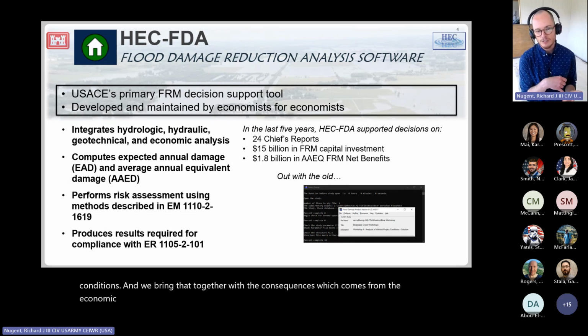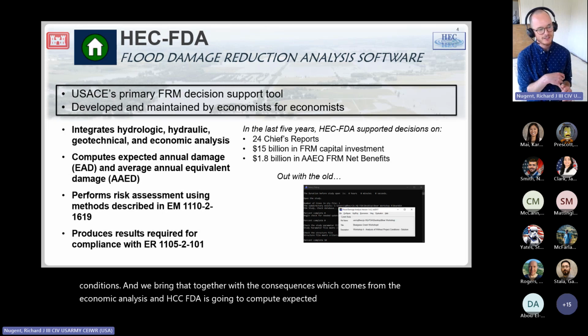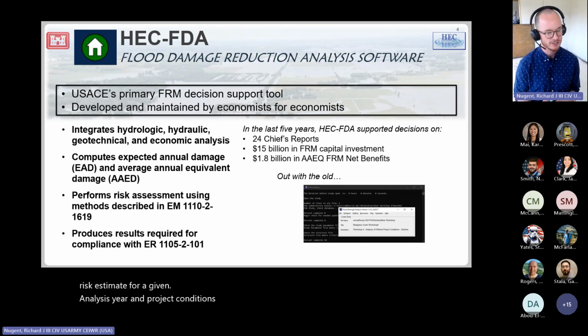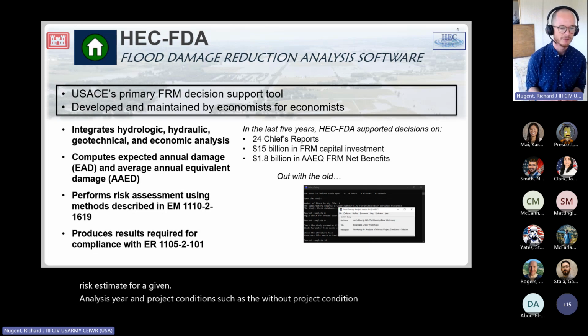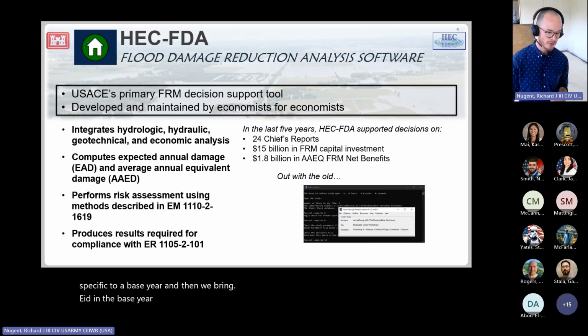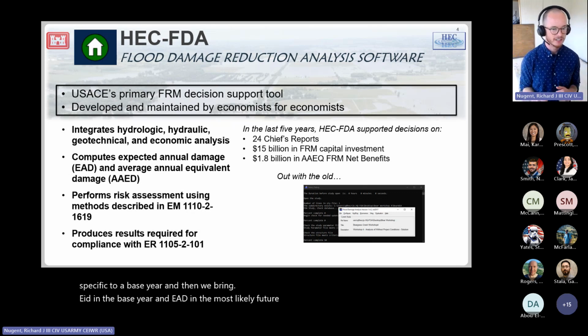And HEC-FDA is going to compute expected annual damage, which is our risk estimate for a given analysis year and project conditions, such as the without project condition or alternative 2. EAD is specific to a base year, and then we bring EAD in the base year and EAD in the most likely future together to calculate average annual equivalent damage.